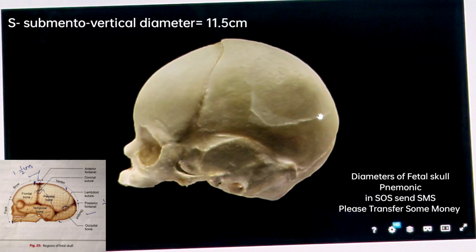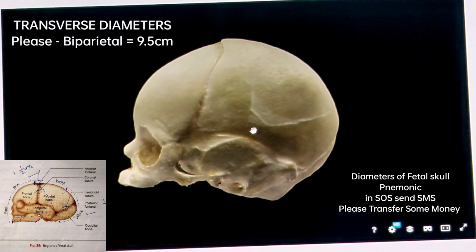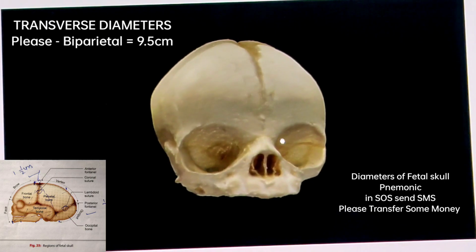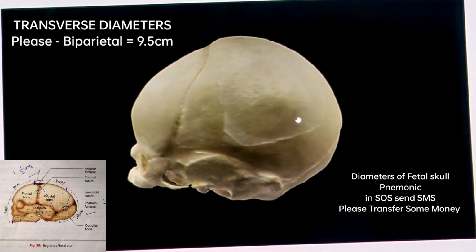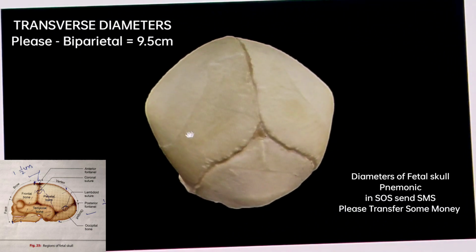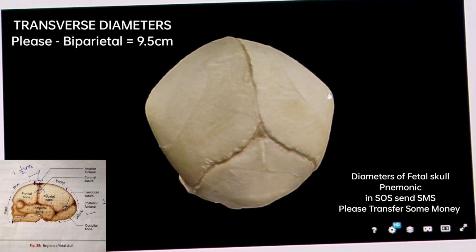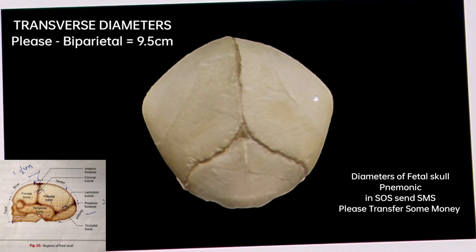Now we are going to see the transverse diameters. Firstly, the biparietal diameter, from the parietal prominence to the other parietal prominence. The diameter is 9.5 centimeter. This is the biparietal diameter.